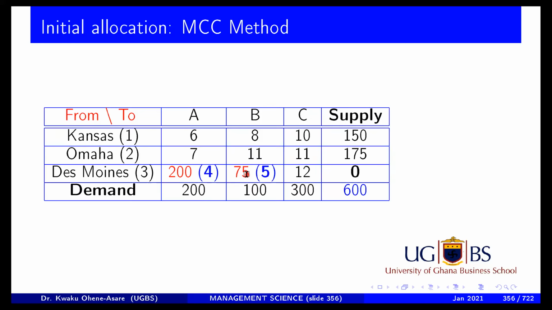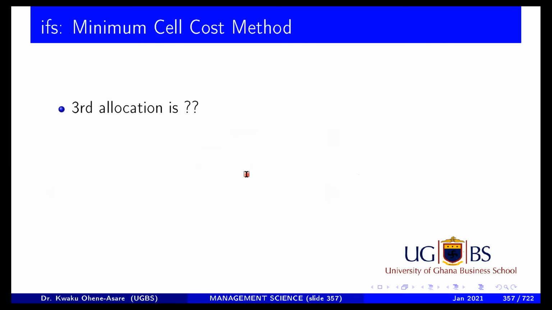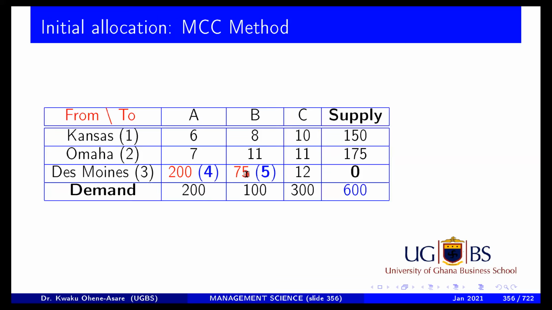What would be the third allocation? Who can tell me? Looking at this, what would be the third allocation? Which cell? Who can guess? Type it there. What would be the next cell allocation? If you look at it carefully, yes, Ebenezer, type it there. Just type it. Don't need to raise your hand. Just type the answer. Okay, fantastic.